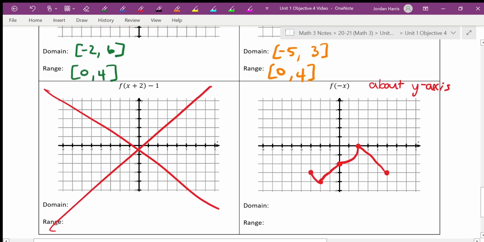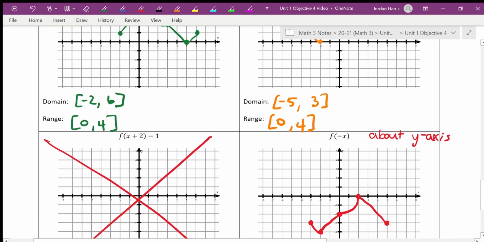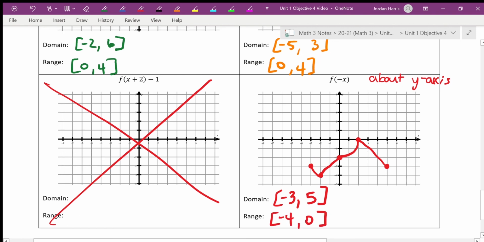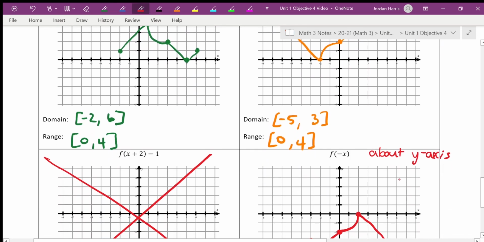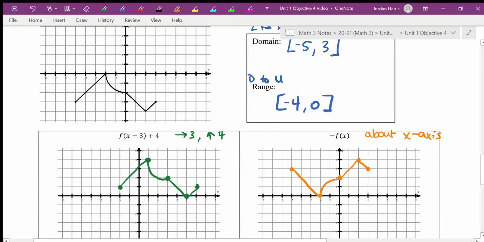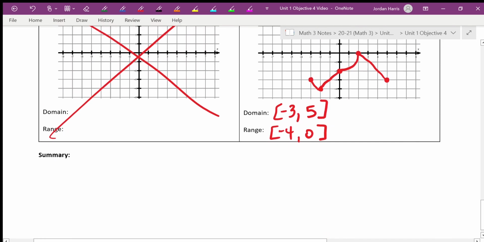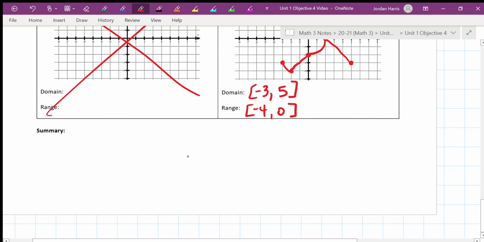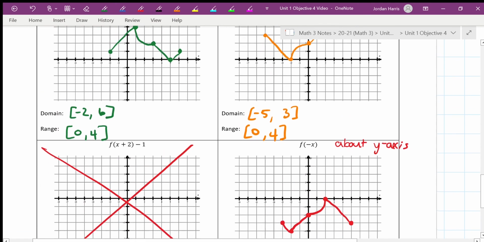Hopefully you can figure out that it should be the x's that changed, because those are the ones we were changing. So we went from -3 to 5 on the x values. My y values are still going from -4 to 0. Okay, so when we reflect about the y-axis, the x's change, the y's stay the same. Okay. And so that's reflections. Make sure you do your 3-sentence summary answering your essential question.